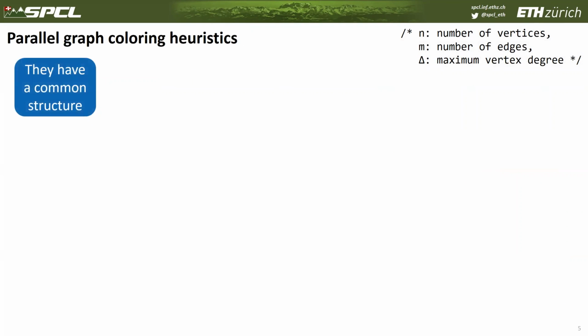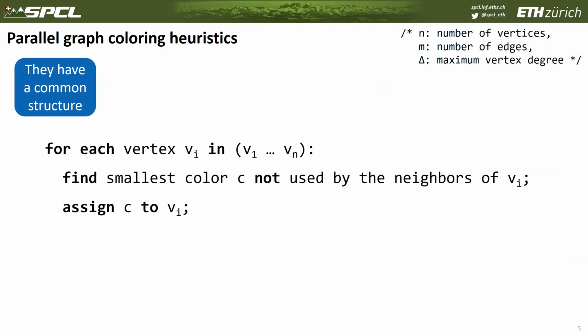Many of these heuristics share a common structure in which we iterate over all the vertices, ordered in some order, from V1 to Vn, grab each of these vertices Vi, and then find the smallest color C which is still not assigned to the neighbors of this Vi coming before it in the order that we use. After we find this color, we assign it to Vi.